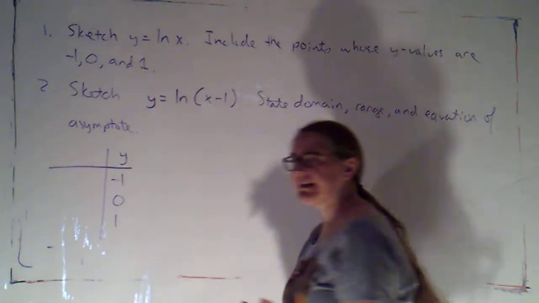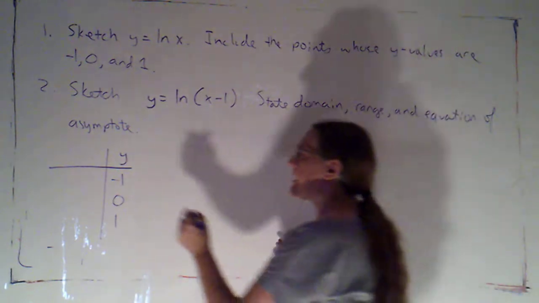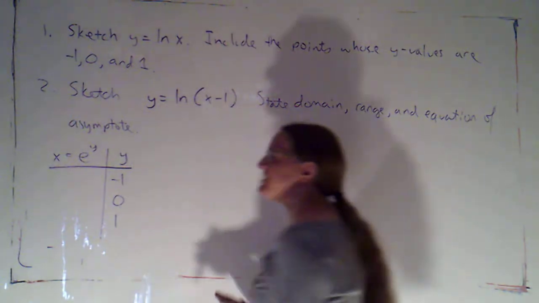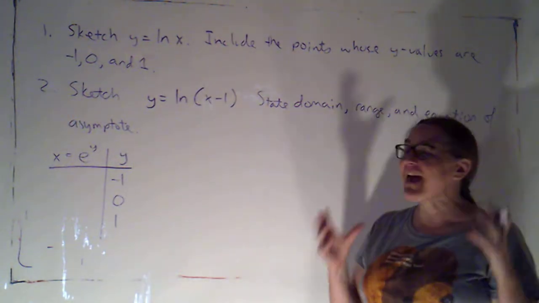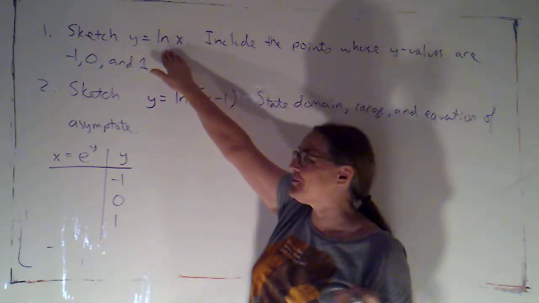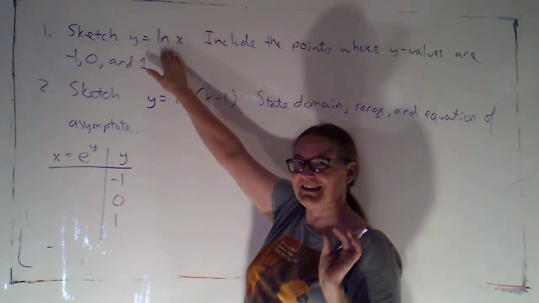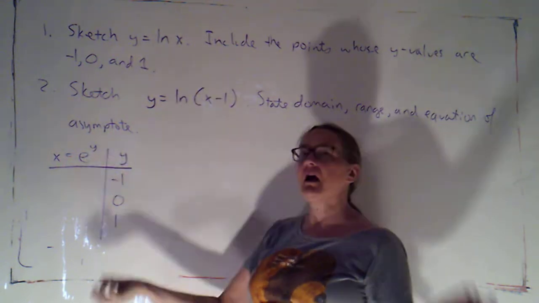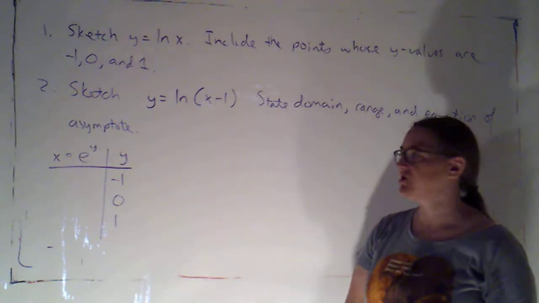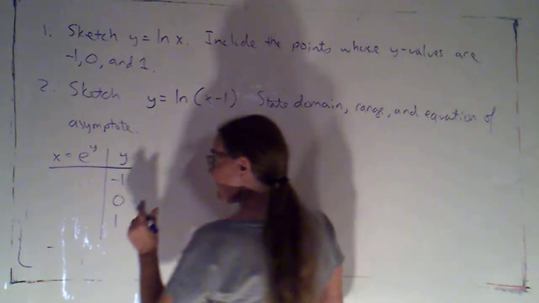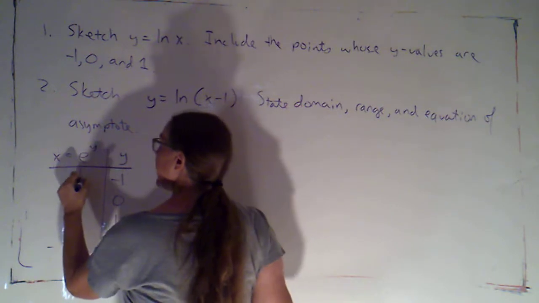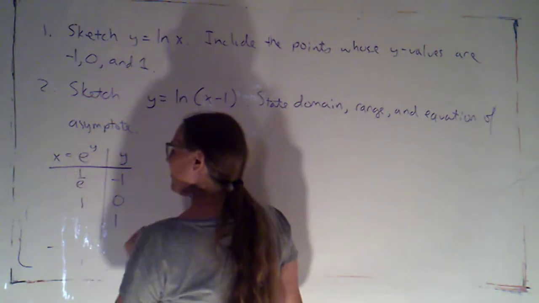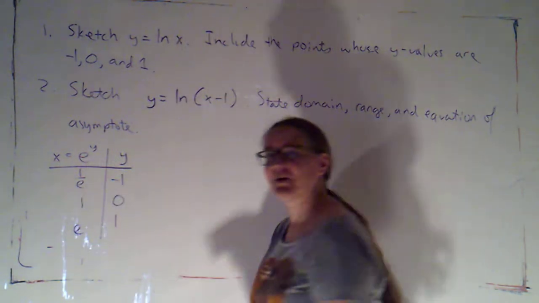Now, I don't necessarily need a table of values, but I think it's helpful to remember that x is just e to the y. That's equivalent to y equals the natural log of x. It's the exponential function with that same base, the natural base of e, but with the roles of x and y switched. So my x values, this is going to be e to the -1, or 1 over e. This is going to be e to the 0, or 1. This is going to be e to the first, or e.